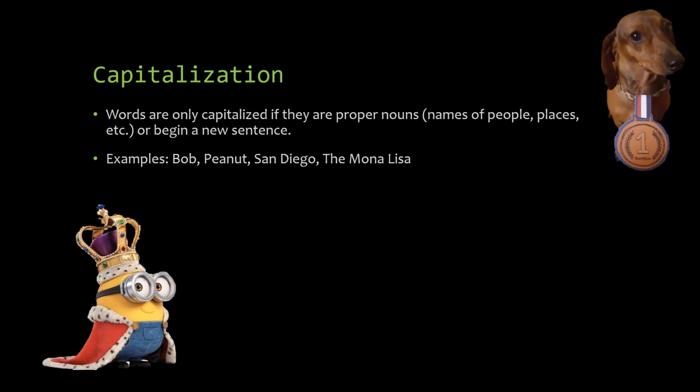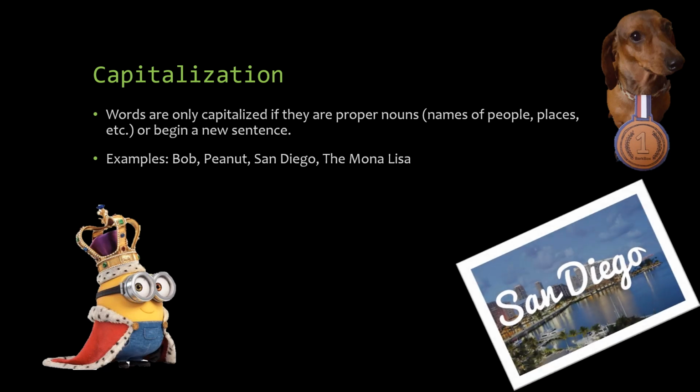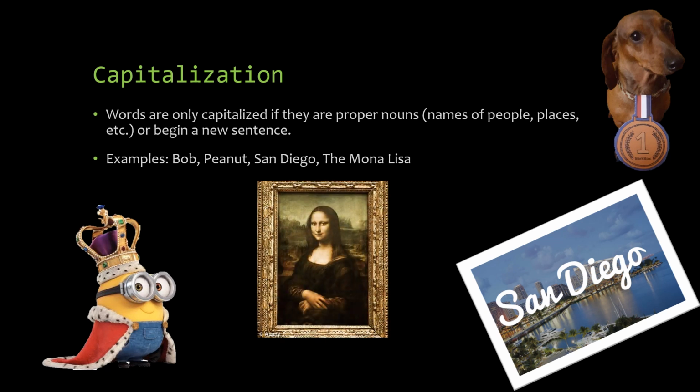Again, you might have a pet, like I do. This is Peanut. She's a dachshund. Peanut would be capitalized because it's her name. You might have a city that you like to go to, San Diego. This is where my wife and I had our honeymoon. San Diego would be capitalized. And sometimes you even have a work of art, like the Mona Lisa. This would be capitalized as well, because it's a proper name for something very famous.